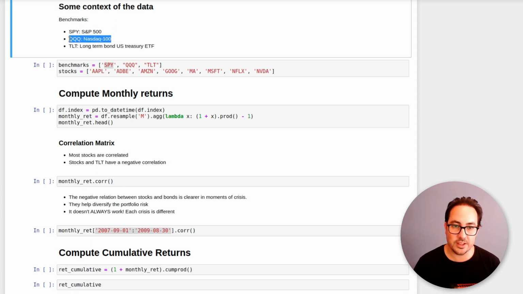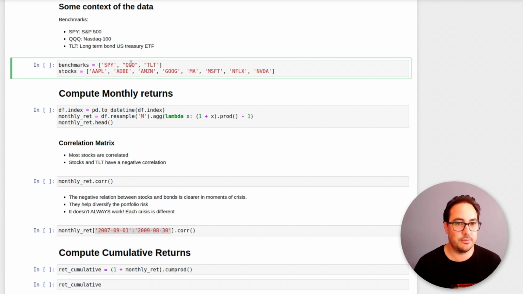This has 100 stocks. Basically, if you don't know anything about investing, if you buy these assets, you'll do very well. I mean, it's actually very hard to beat. A lot of fund managers try and fail.